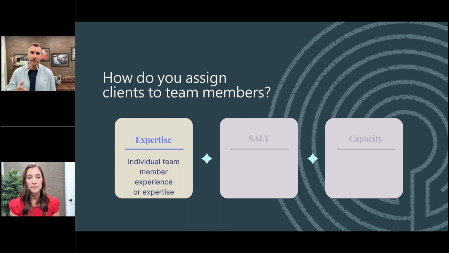Yeah, so I think it comes back to knowing your people, knowing their skill set, maybe even knowing their desires. If they want to go serve a certain niche industry or anything like that, you would pair that with the clients or the prospects that you have when making these decisions.